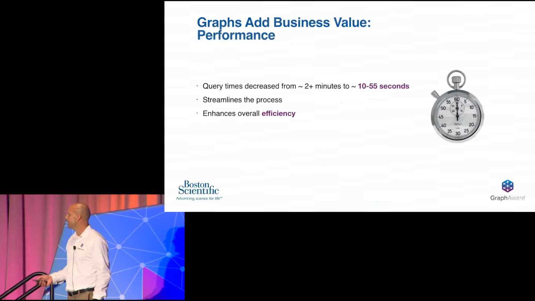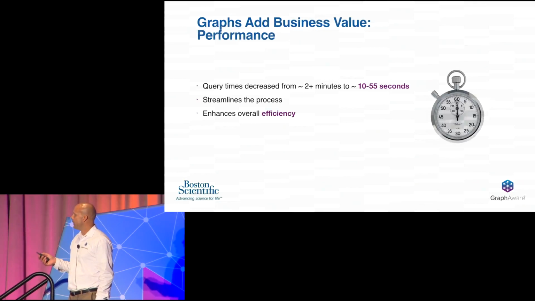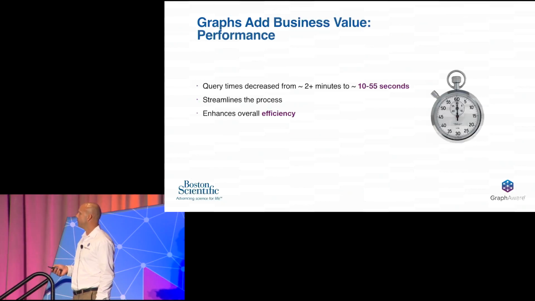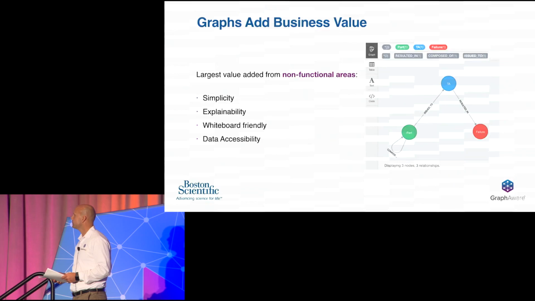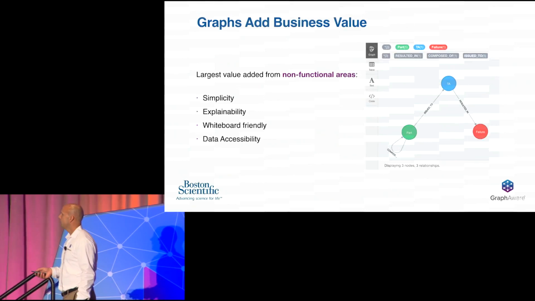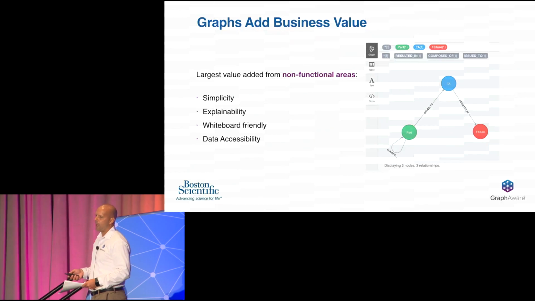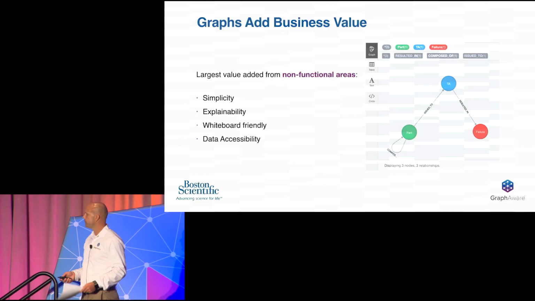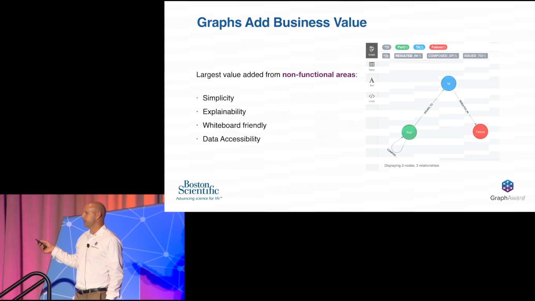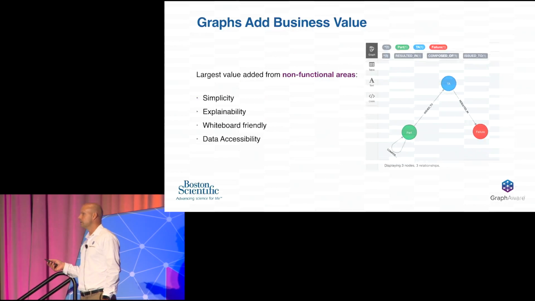But interestingly, in Boston Scientific's experience, the largest value that they've gained isn't coming from performance improvements, and instead it's coming from non-functional areas. And these include the simplicity, the explainability, the whiteboard-friendly nature of graphs, and the end result is that the data is much, much more accessible than it otherwise was. So looking at the graph here, this is the portion of Boston Scientific's model that we're allowed to publicly discuss.